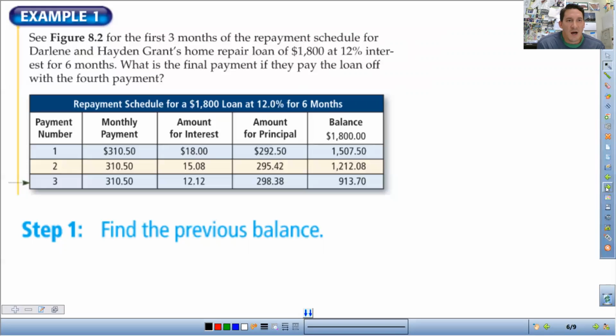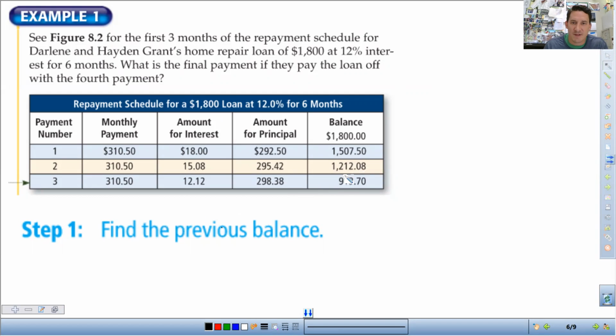In this figure, we have the first 3 months of the repayment schedule for Darlene and Hayden Grant's home repair loan of $1,800 at 12% interest for 6 months. What is the final payment if they pay off the loan with the fourth payment? So they're originally supposed to pay for 6 months, but they have the money to pay it off now.